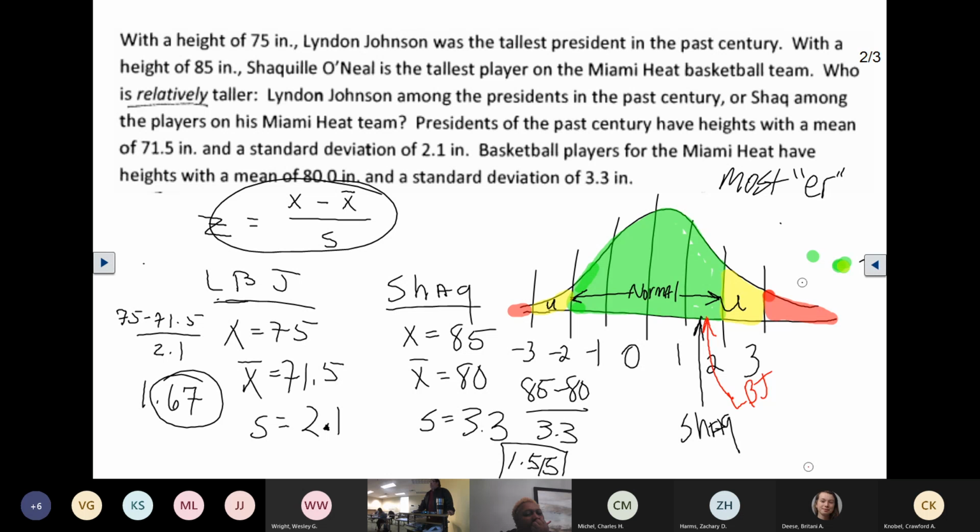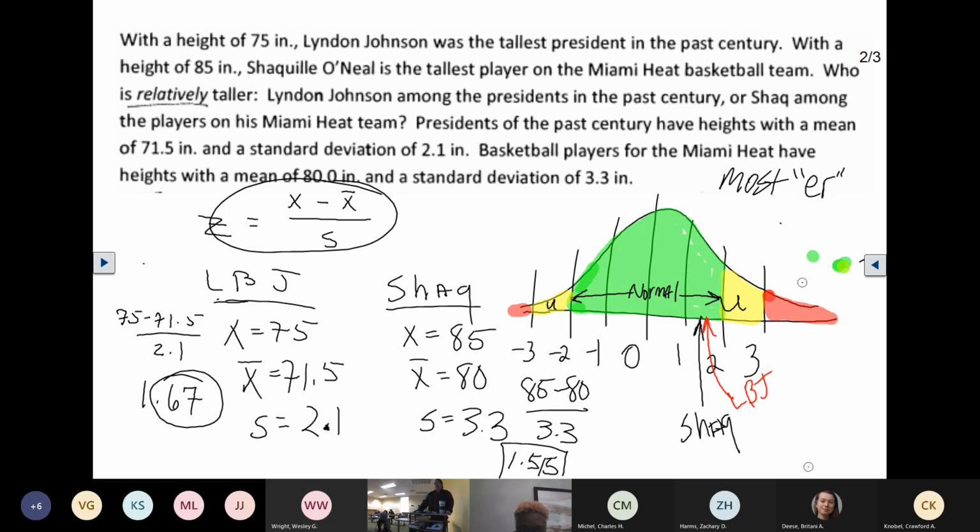Now that's how you do Z-scores. That's the first thing, how you do Z-scores. What else do you do with Z-scores? Well, you look up stuff. And they do that in chapter 7. We're going to do that in chapter 7.